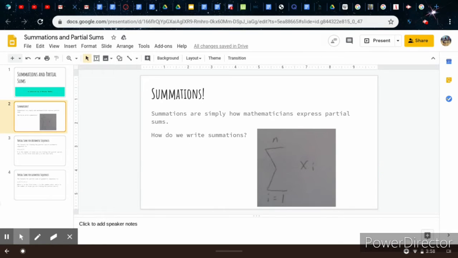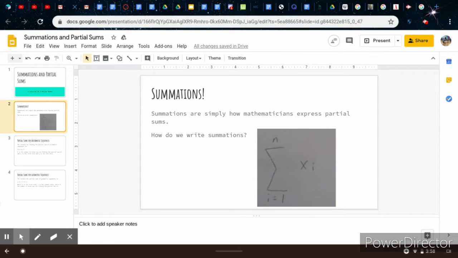So what are summations? Summations are simply how mathematicians express partial sums. And partial sums are just the sum of the first n terms within a sequence. It's pretty much the name, the partial sum of a sequence, right? So how do you write summations?